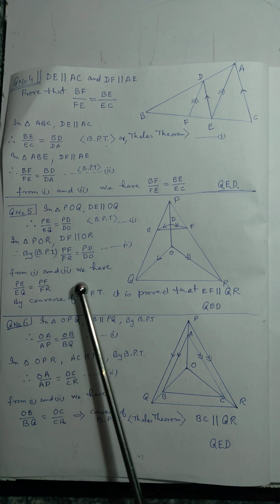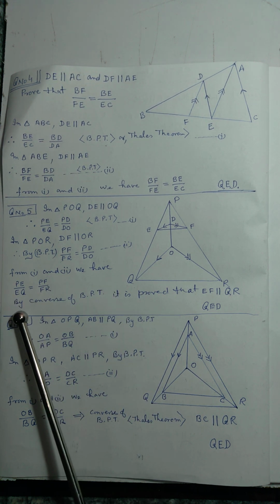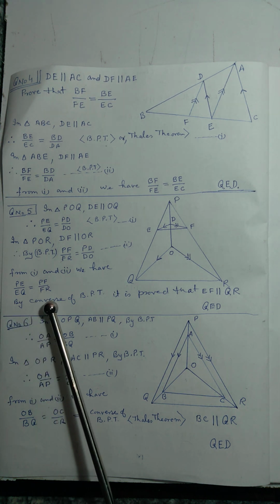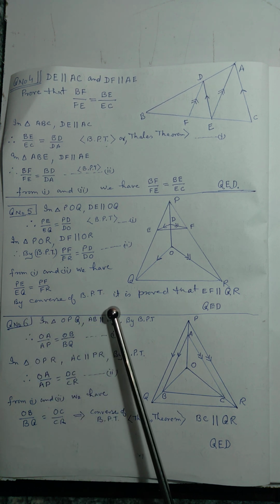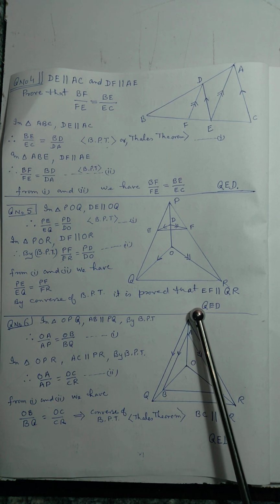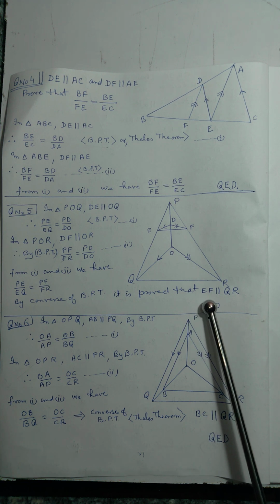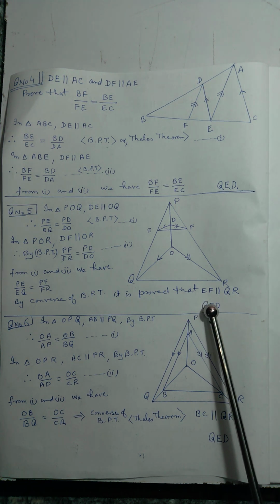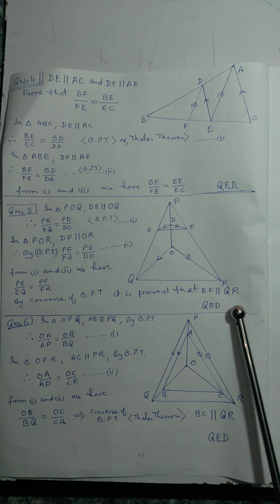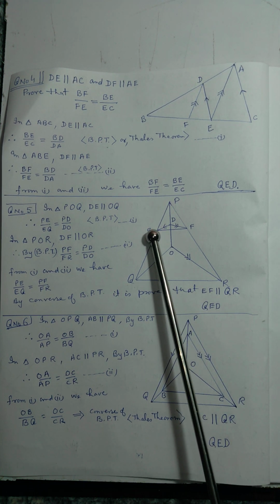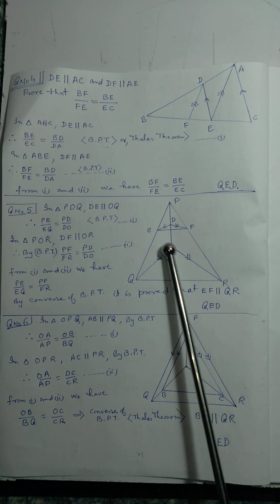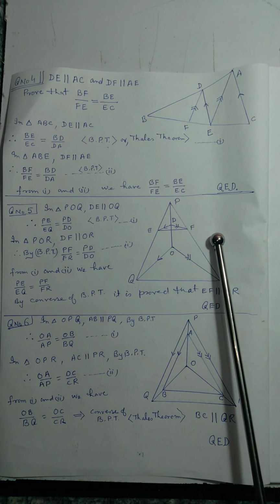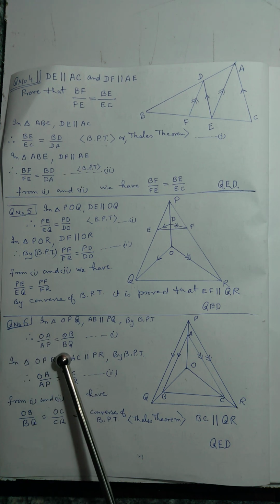From first and second, we have PE upon EQ is equal to PF upon FR. By converse of the basic proportionality theorem, it is proved that EF is parallel to QR. This is the base. QED. Now question number 6.